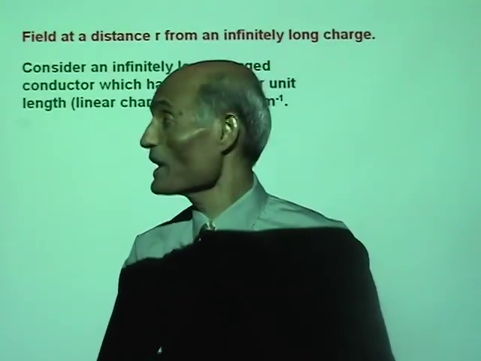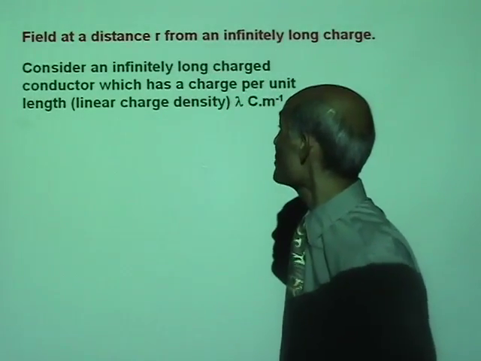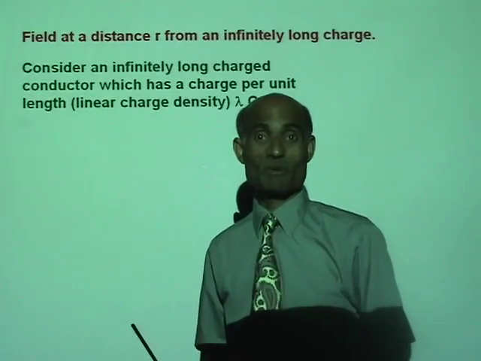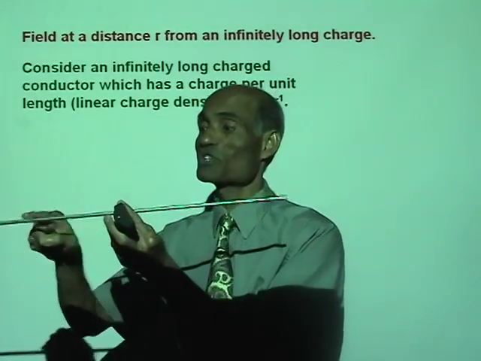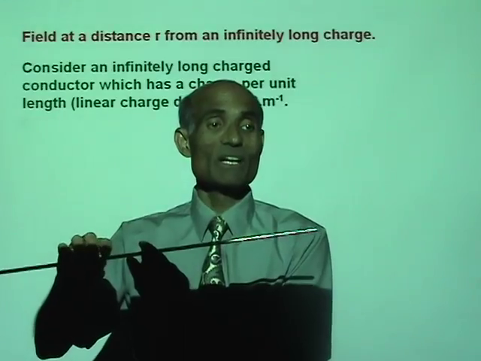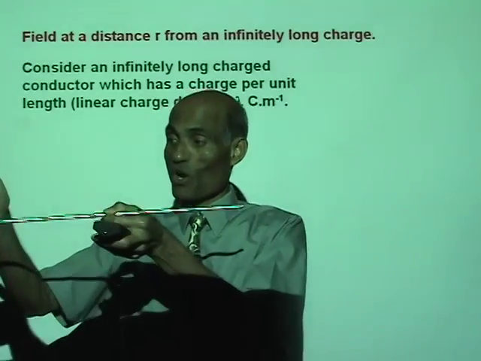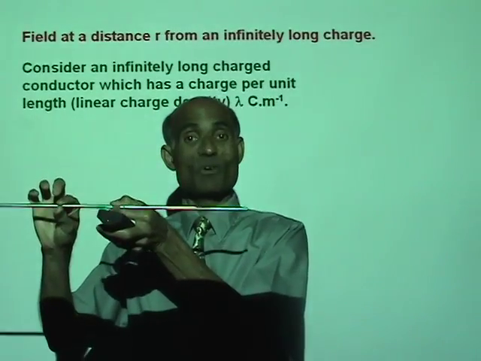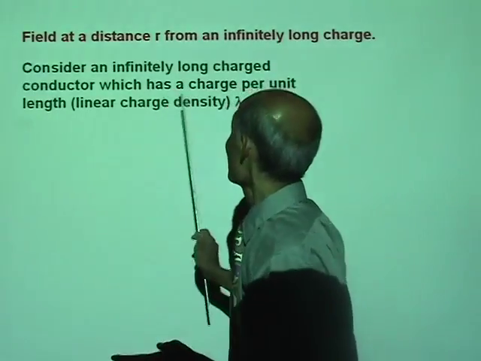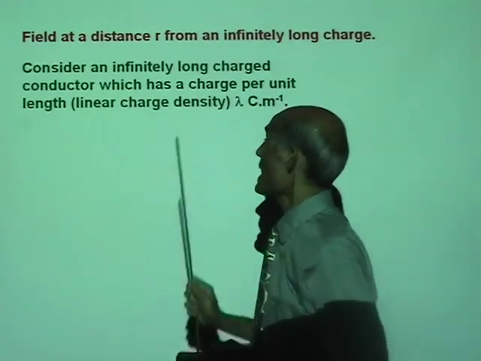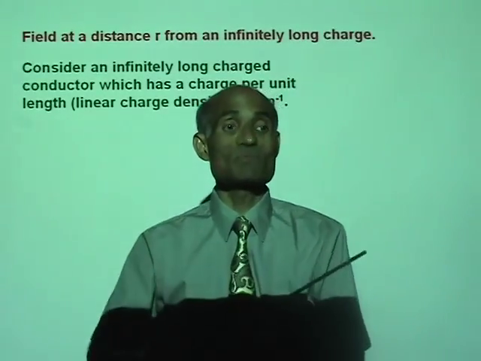Now consider an infinitely long charged conductor which has a charge per unit length lambda. You remember that concept we talked about in the last class. The charge per unit length of this infinitely long conductor is lambda. And therefore, if I know the length of a certain part of that charged object, can you find the total charge on it? If the length is L and the linear charge density is lambda, then the amount of charge on that length will be L times lambda.